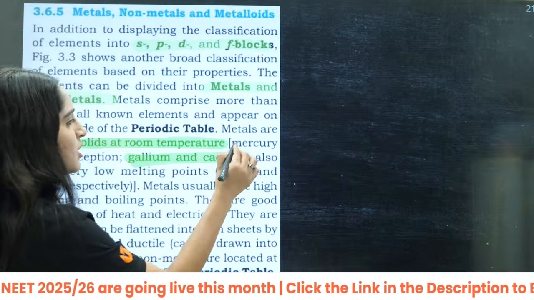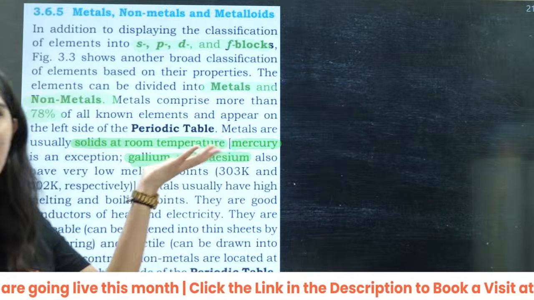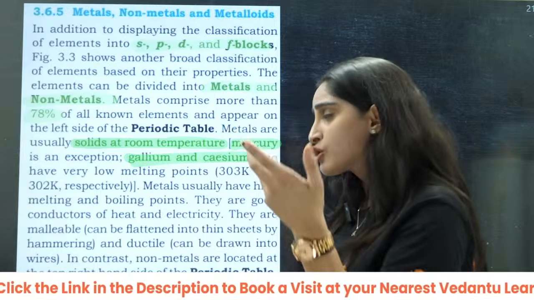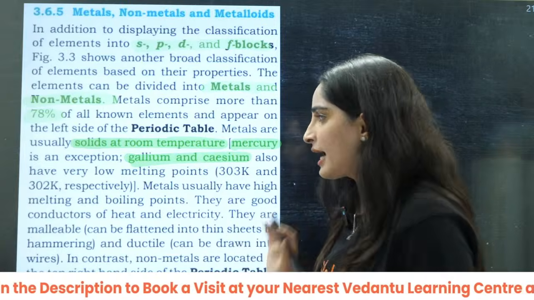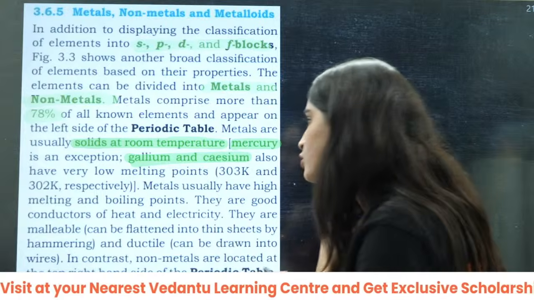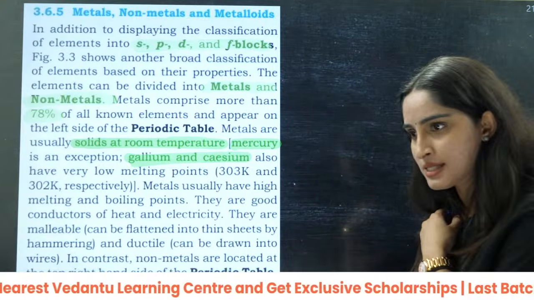Gallium and cesium, they can be melted in your arm also. The melting point is very low, right? Very low, almost the room temperature only, right? Metals usually have high melting and boiling points, right?